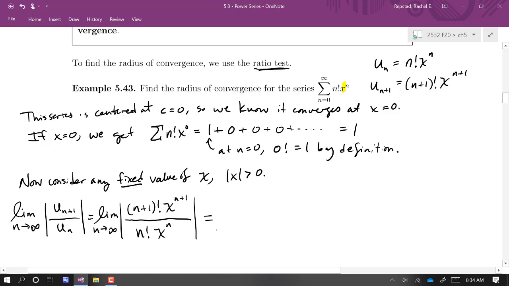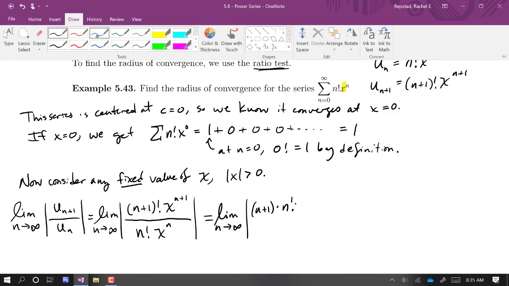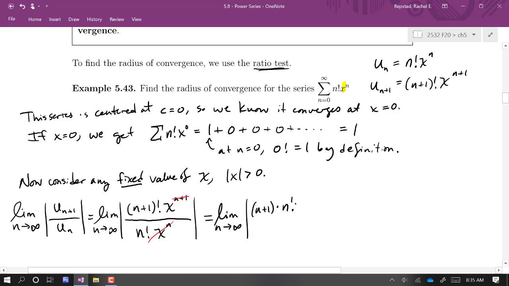Now we're going to do some simplifying. N plus 1 factorial is n plus 1 times n factorial. And let's see, I guess one thing we could do is simplify the powers of x here. So x to the n cancels, and we're just left with x to the first up top over n factorial. And now those n factorials cancel. So we have the limit as n approaches infinity of n plus 1 times x.